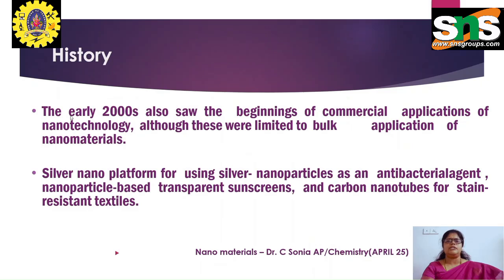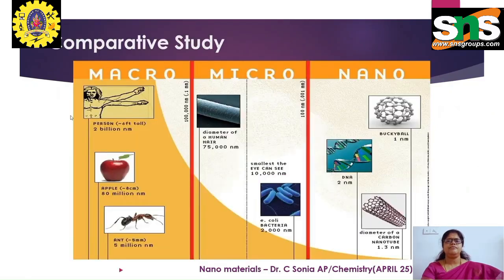The early 2000s also saw the beginning of the commercial applications of nanotechnology, although these were limited to the bulk applications of nanomaterials. For instance, silver nanoparticles were used as an antibacterial agent. Then nanoparticle based transparent sunscreens were also used, and carbon nanotubes were used for stain resistant textiles.